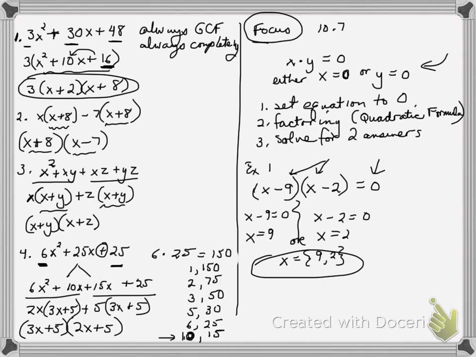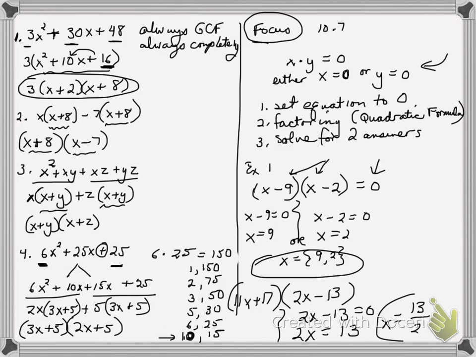Now, sometimes the answers, of course, will not solve as simple as that. Maybe the factored combination would be 11x plus 17 and 2x minus 13. So when I'm solving, let's just do the second one. I would say 2x minus 13 equals 0. Take the number value, the constant, to the right side. 2x equals 13, divide by 2, and x equals 13 halves. And you would then have to solve the left half as well.